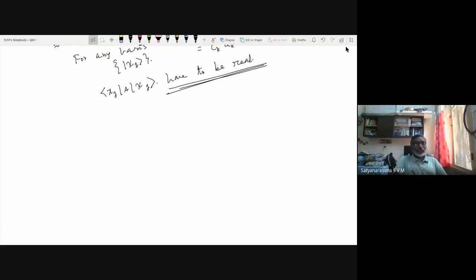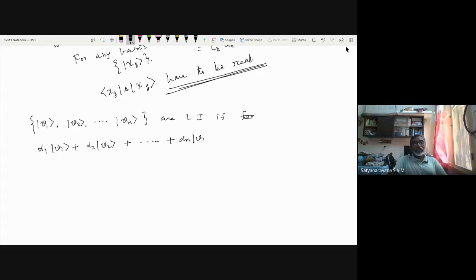The definition of linear independence is this: suppose you have vectors v1, v2, up to vn. This set of vectors is linearly independent if, for some scalars, alpha 1 v1 plus alpha 2 v2 plus etcetera plus alpha n vn is equal to 0, this implies alpha 1 is equal to alpha 2 is equal to all these alpha n are equal to 0. This is the definition, and you have to use the definition if you want to show whether these n vectors are linearly independent.